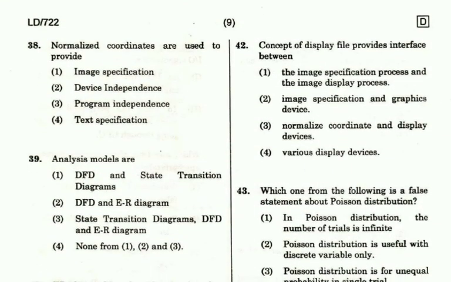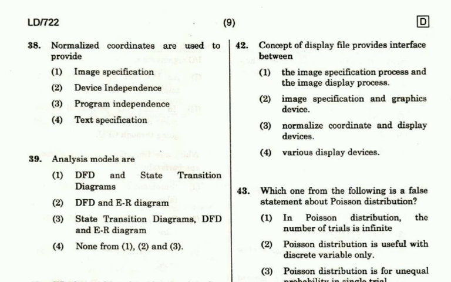The concept of display file provides interface between... So the display file normalizes the coordinates and ensures compatibility with the different display devices. So normalized coordinate and display devices is the correct answer.